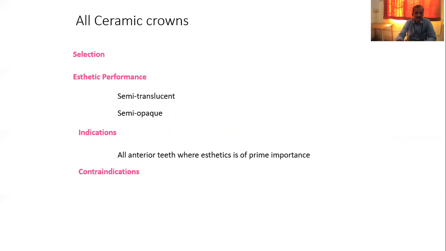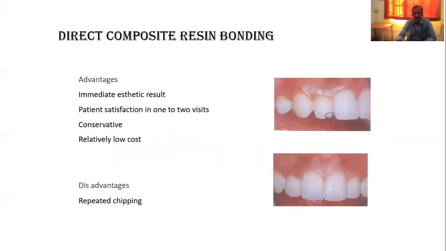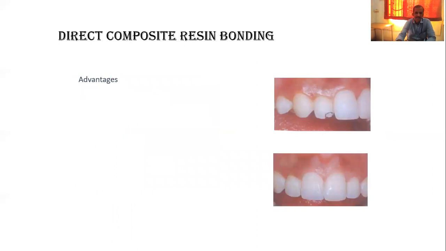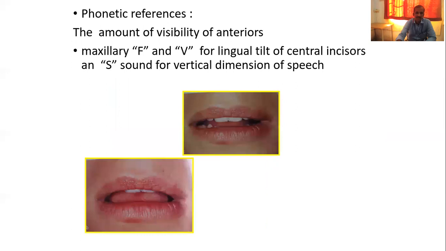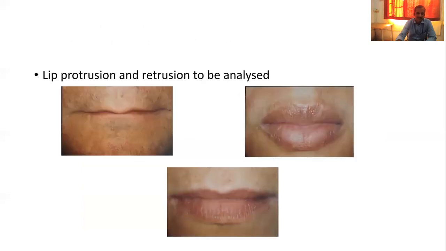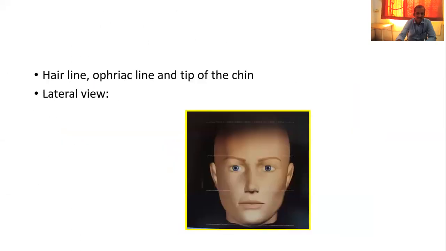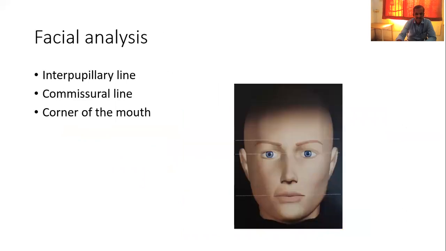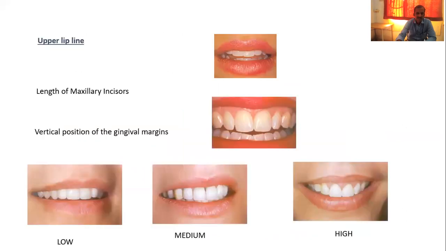I'll brush through the important aspects that you should not miss when you examine a patient. One is your profile, the next is the hairline, then do a proper facial aesthetics. Now, you should not miss the upper lip line and the length of the maxillary central incisors.